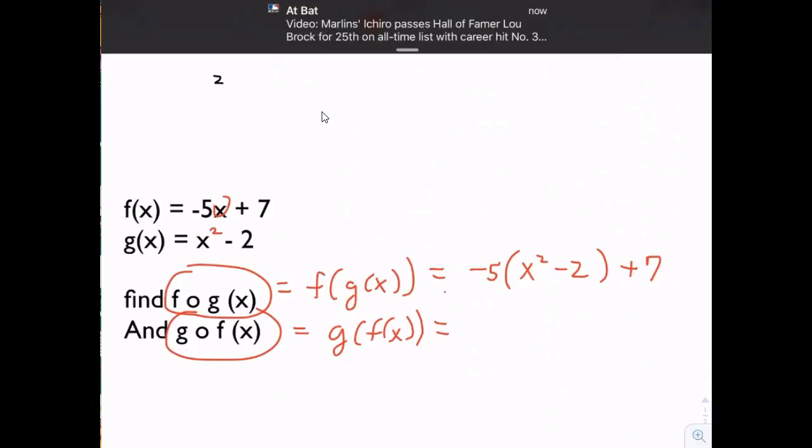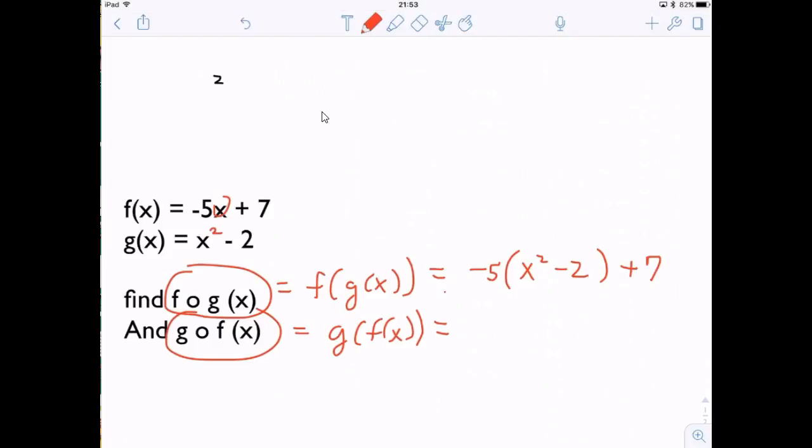When I do g follows f, then I'm going to take the g function, which is something squared minus 2, and inside I'm going to put the f function, which is minus 5x plus 7. And again, if you don't have to simplify, we're done.